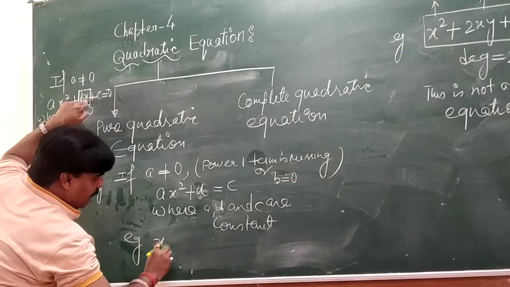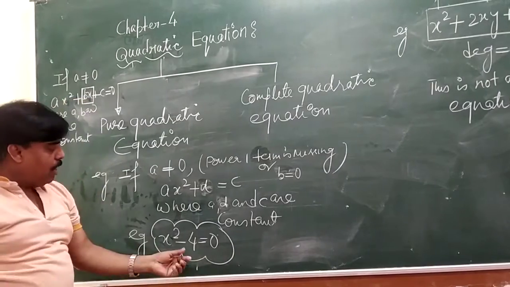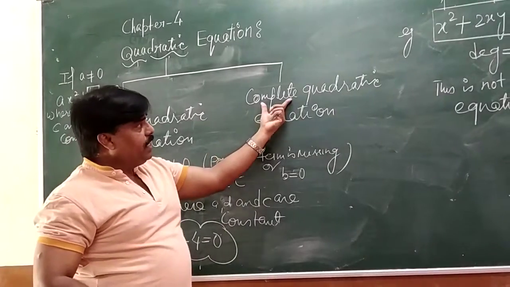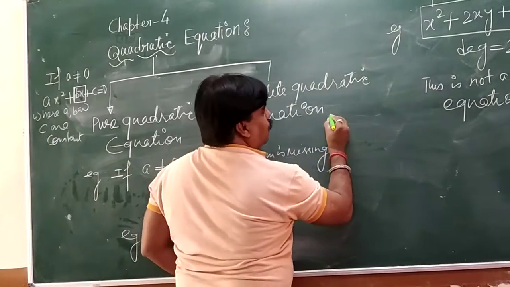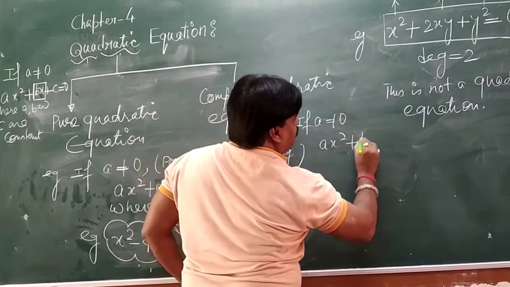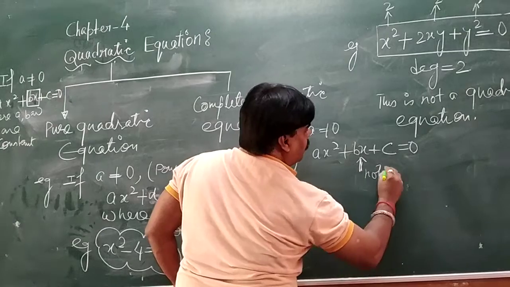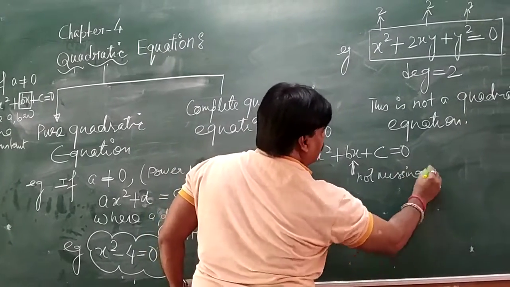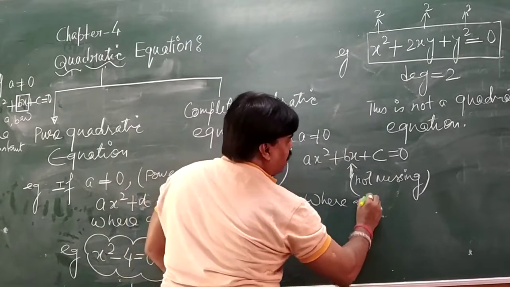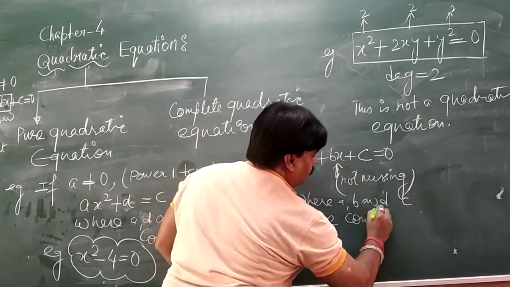For instance, x square minus 4 is equal to 0. This is the pure quadratic equation where the power one term is missing. Only x square term is there and constant is there. But in case of the complete quadratic equation, the standard form is, if a is not equal to 0, ax square plus bx plus c. This is not missing. Power one term is not missing. That is known as a complete quadratic equation where a, b and c are constant.